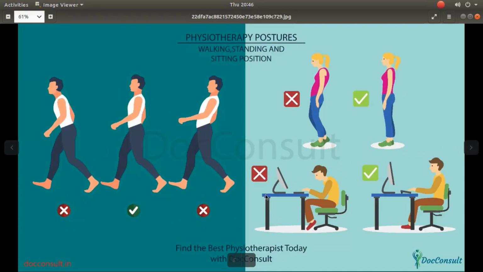When we are walking, this is the correct way of walking. This is the wrong way of walking. This is also the wrong way of walking. While we are standing, this is the correct way of standing. This is the wrong way of standing. When we are sitting and working at a table and chair, this is the wrong method of sitting and working. This is the correct method of sitting and working.